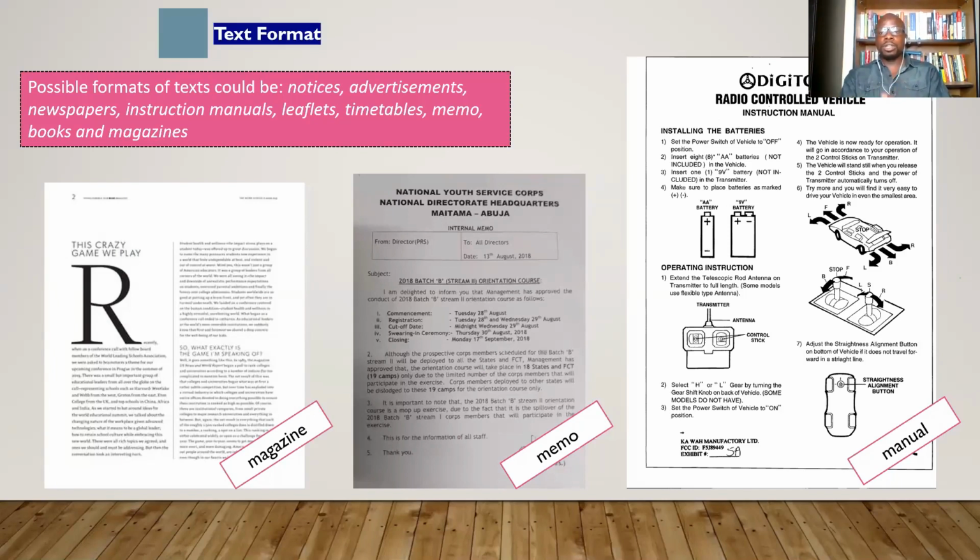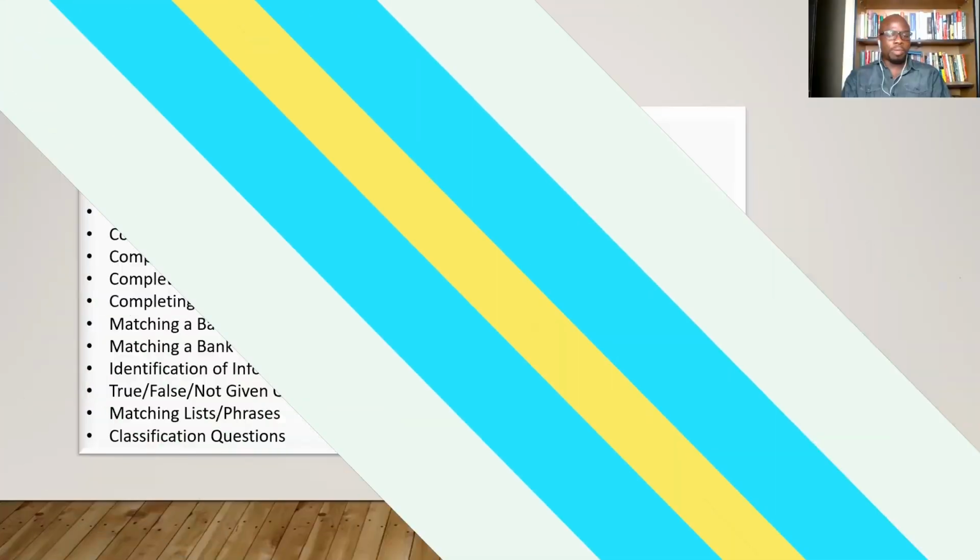Just a typical example is this. You have a manual here on how to use a radio controller, so a radio controlled vehicle. That's an example of a manual. So the questions can be formulated around this manual. It can ask you a series of questions. You don't have to be an expert in that field. Once you can understand what's in the manual, you are able to answer the questions correctly. So that's that about the text format.